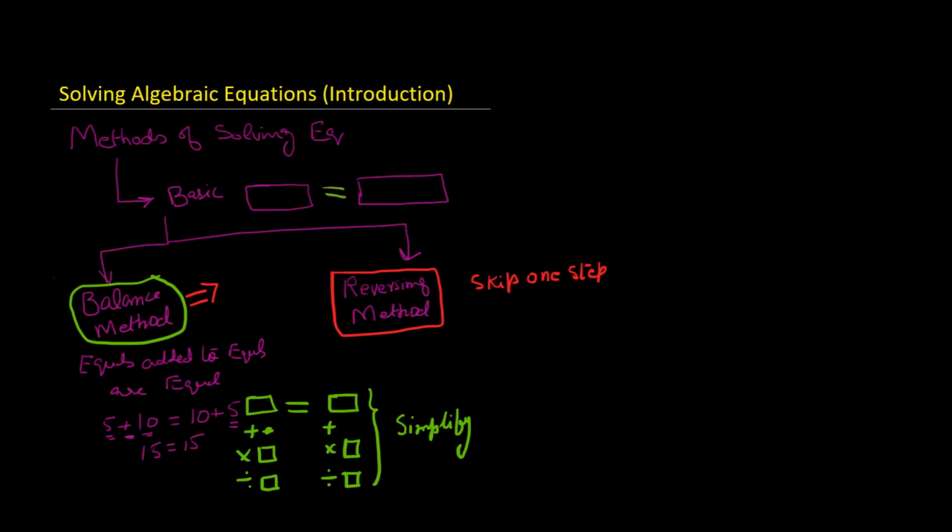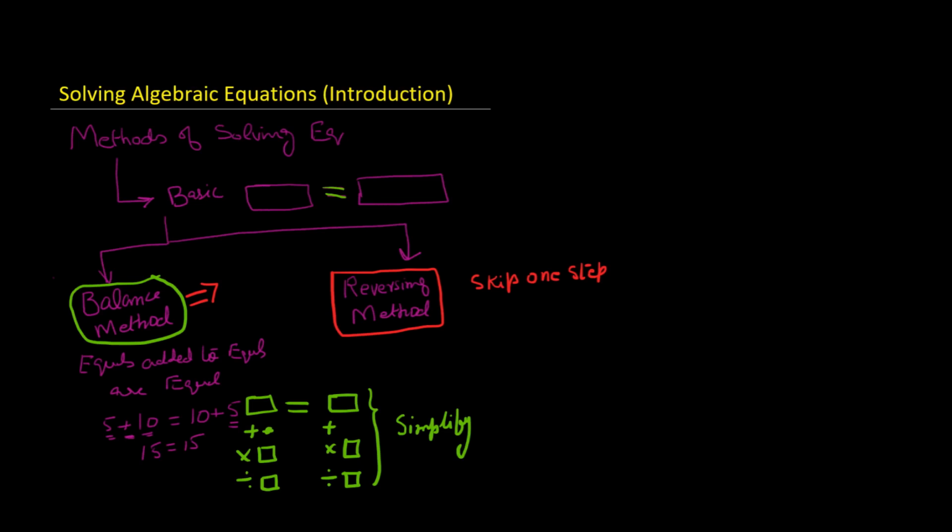It doesn't say anything different. It doesn't say that we should not do equal operations on both sides. No. But it tells us another way of skipping one step and making the solution process a little shorter. So this is what the reversing method is.